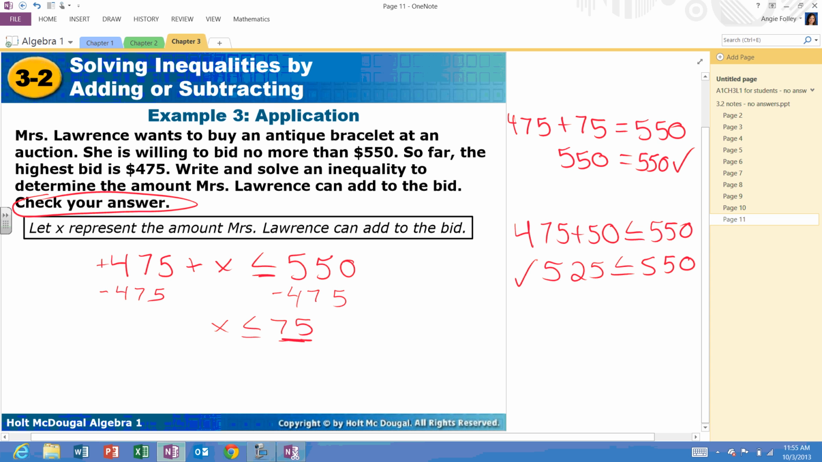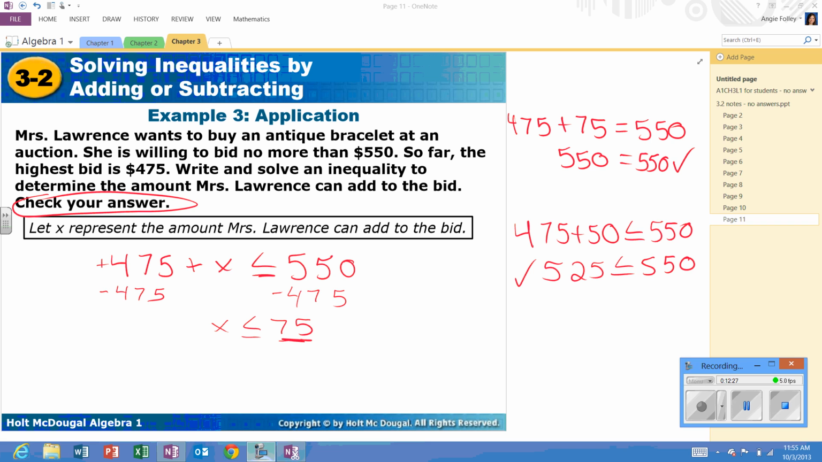All right, so again, make sure you guys understand that all we are doing is we are undoing things around our variable to solve for that variable for the inequality. And remember to use your inverse operations. And that is it.